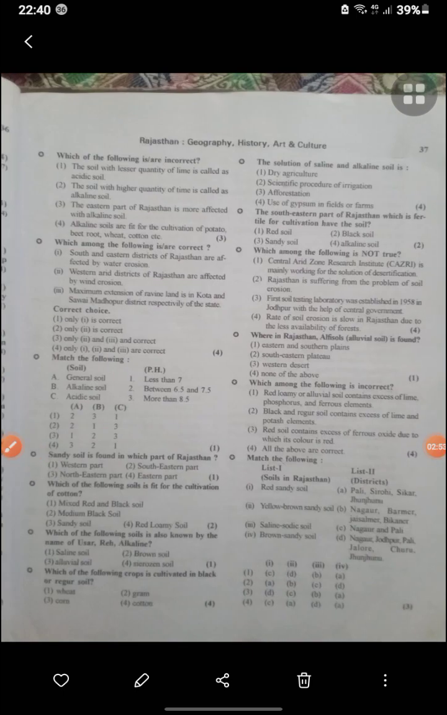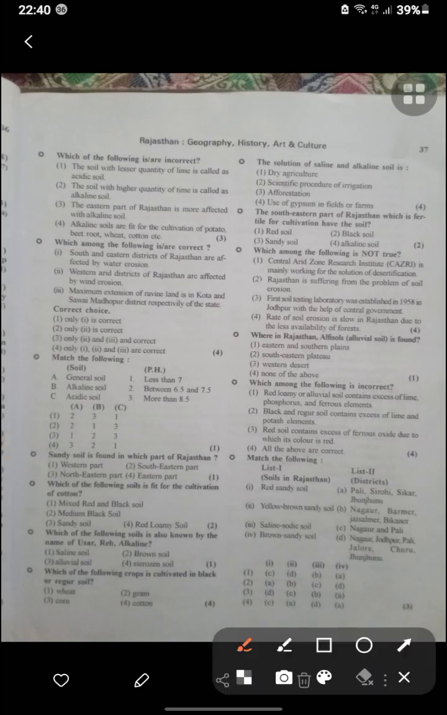Which of the following is incorrect? The eastern part of Rajasthan is more affected by the alkalinity of the soil, that is not true. Which of the following is correct? South eastern districts of Rajasthan are affected by water erosion. The western arid region is affected by wind erosion, and the maximum extension of ravine land is in Kota and Sawai Madhopur districts respectively. So the ravine area is in Kota and Sawai Madhopur.